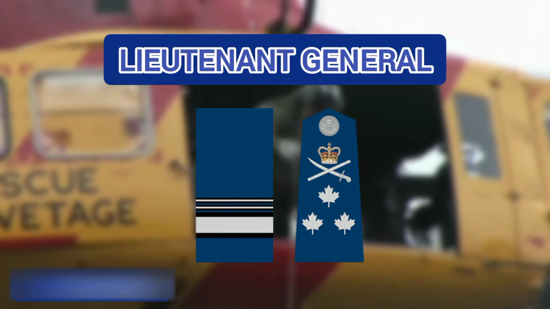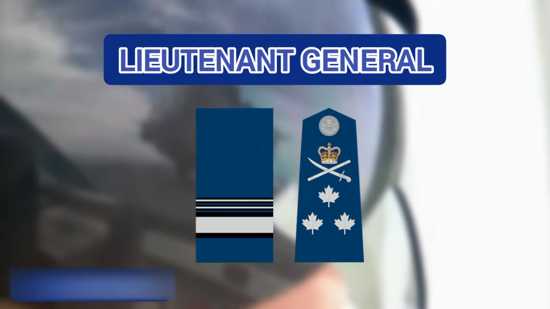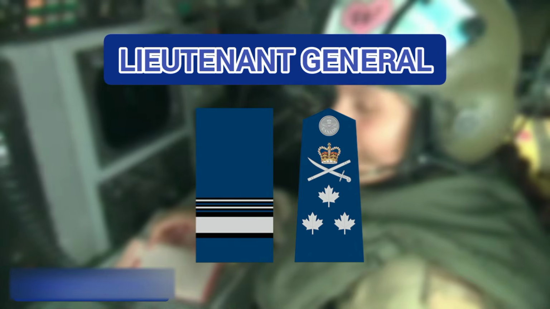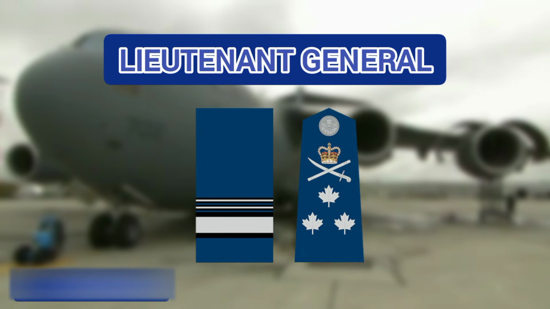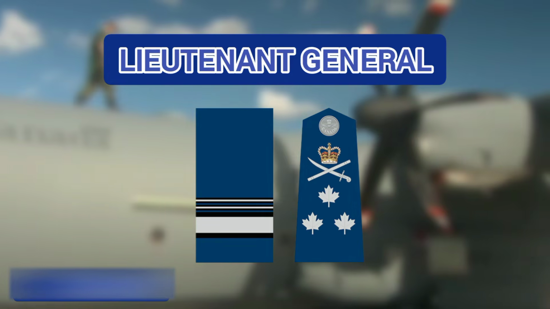The rank insignia for a lieutenant general in the Royal Canadian Air Force is a wide braid below 2 narrow braids on the cuff of the dress uniform, as well as 3 maple leaves beneath a crossed sabre and baton, all surmounted by the St. Edward's crown.